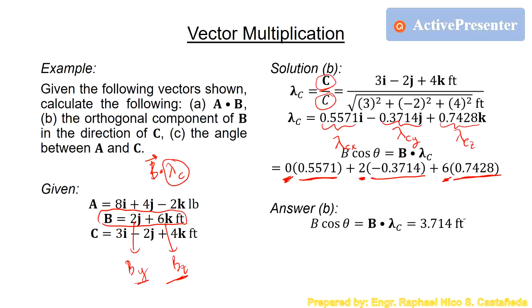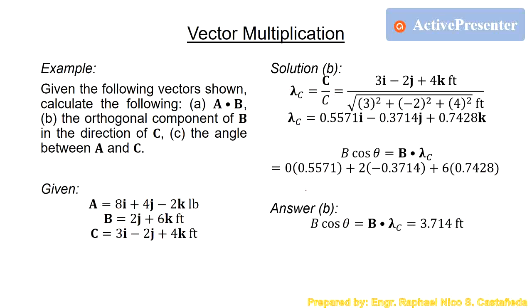3.714 feet. Remember that the unit vector lambda C is unitless, so what will be retained is the unit of vector V, which is in feet. So that's the answer for letter B.